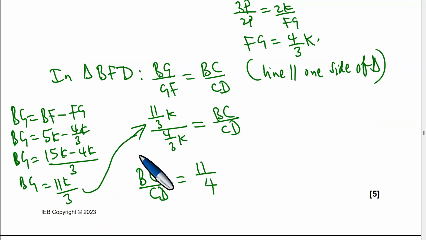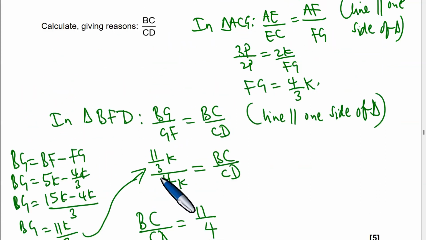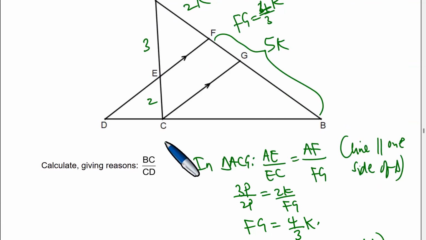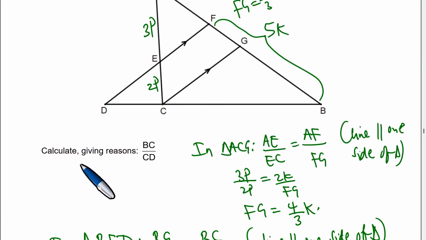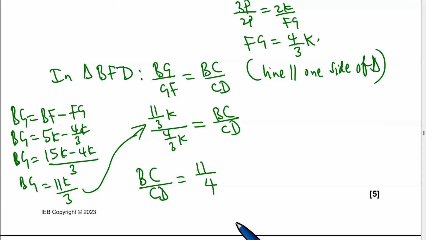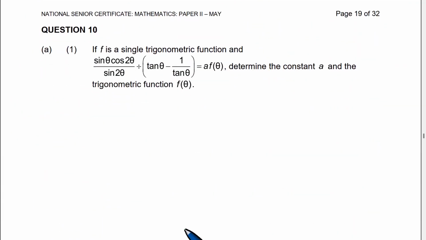And that is why we use the thing. Just a comment. But most importantly, here we're using the P's on this side. That's why we used 3P and over 2P. But now calculate, giving regions, the BC over CD. So we got that BC over CD is 11 out of 4. Can you move to the next question, please?